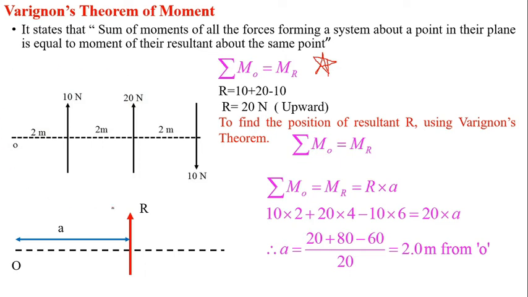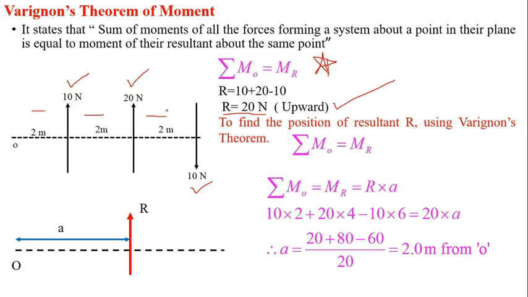Now let us consider the same problem. Three forces are acting, and we need their resultant. So let us add the forces algebraically: plus 10, plus 20, minus 10. So the resultant is 20 Newton. We have a positive sign for this resultant, which shows that the resultant is acting in upward direction. Now only its magnitude and direction are known, but we have no idea where this resultant is acting, whether in between O and the 10 Newton force, or in between the other forces. That we don't know.